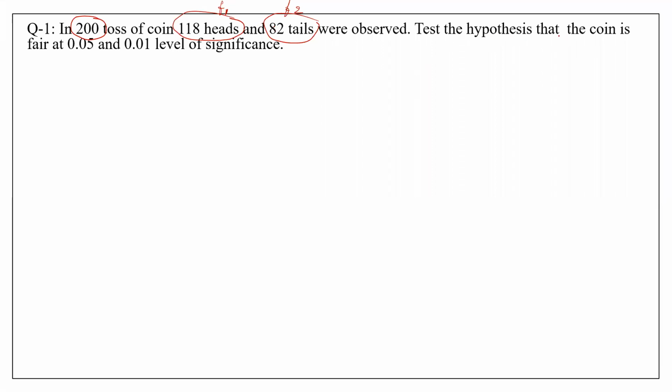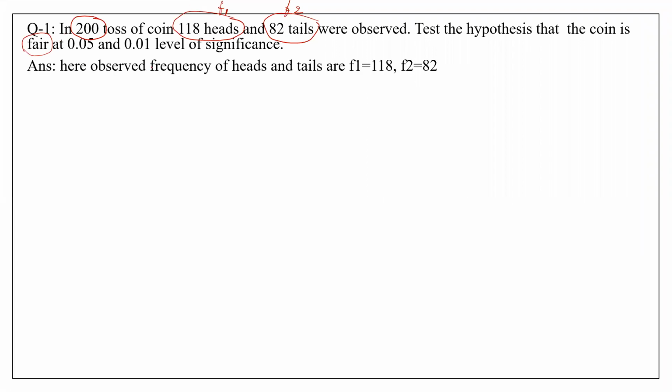Now we have to test the hypothesis that the coin is fair. Because they are getting more heads and fewer tails, they doubt that the coin they are using to toss 200 times is unfair. So they want us to check the hypothesis that the coin is fair or not. To do that, first you have to check your observed frequency of the head and tail. So F1 is 118 and F2 is 82. If you add F1 and F2, you get 200, which is our number of tosses.